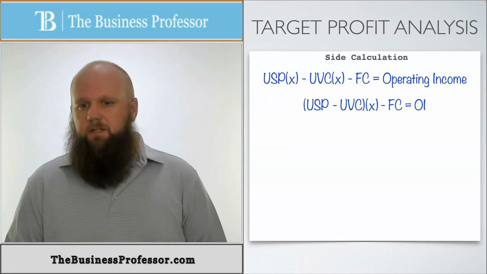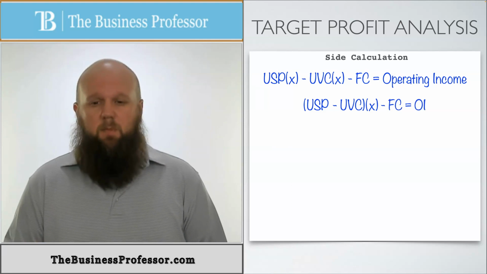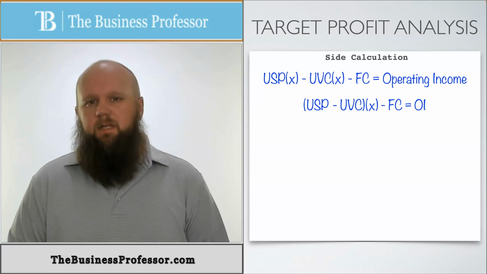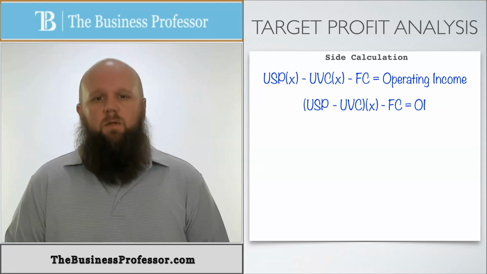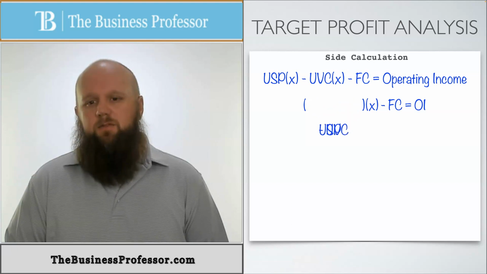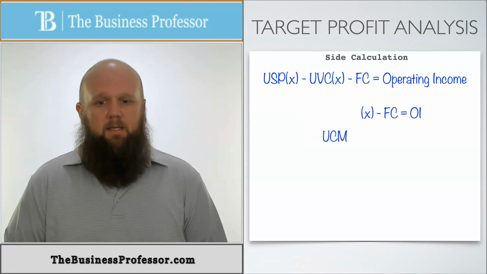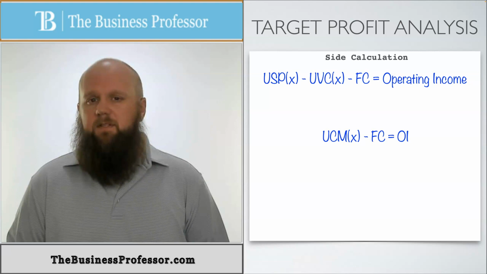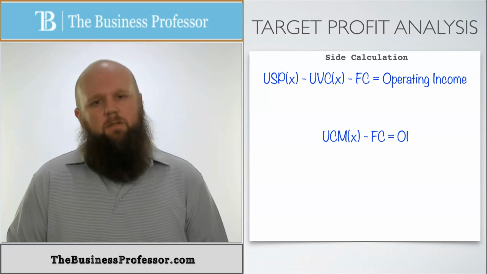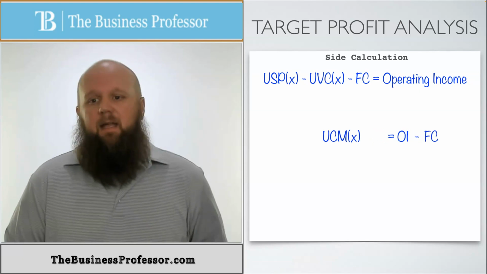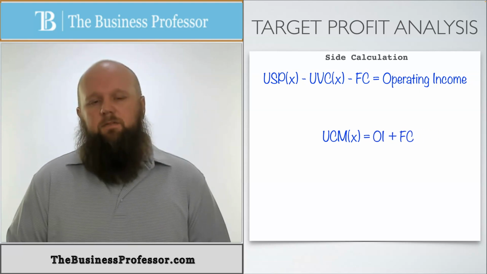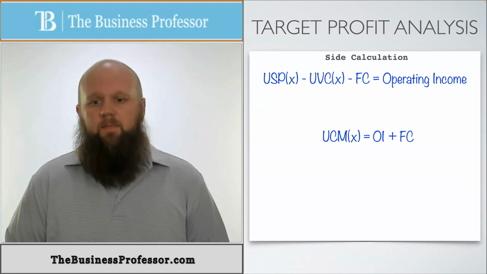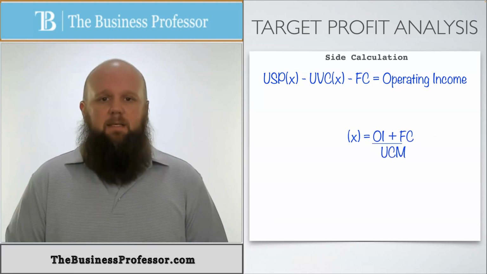Now, hopefully you've registered USP, or the unit sales price, minus UVC is also another way of saying unit contribution margin. So let's go ahead and make that even simpler. Let's combine those two. Let's make UCM times X minus FC equals operating income. Now, the whole point of this with the target profit is I'm trying to find out how many I have to sell. So the X is my variable that I'm looking for. So now we need to isolate X. If we move FC over and add it to the other side, and then also divide that by the UCM, that gives me X isolated on one side.